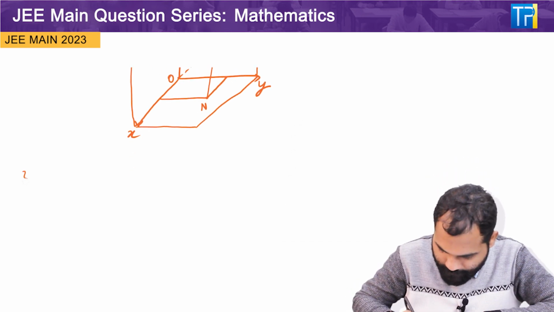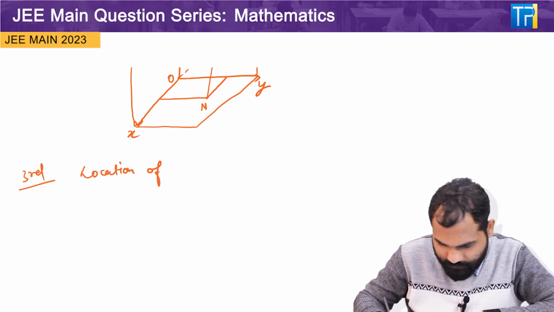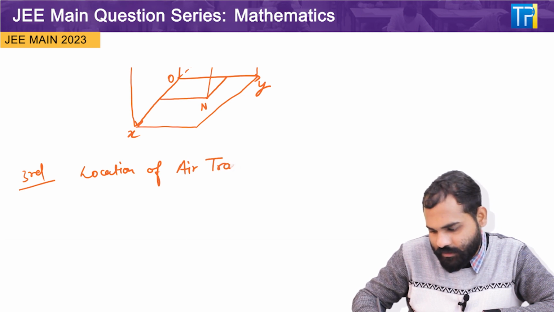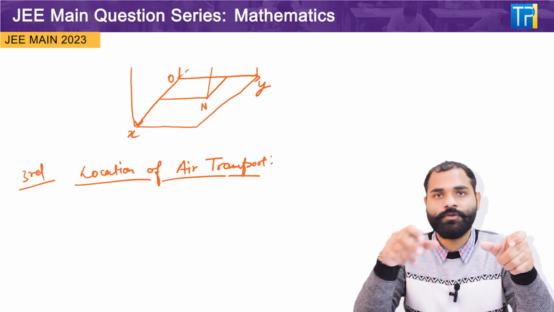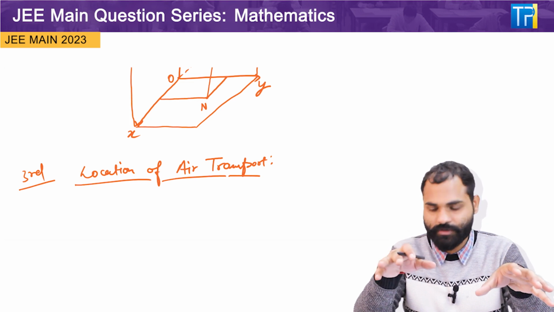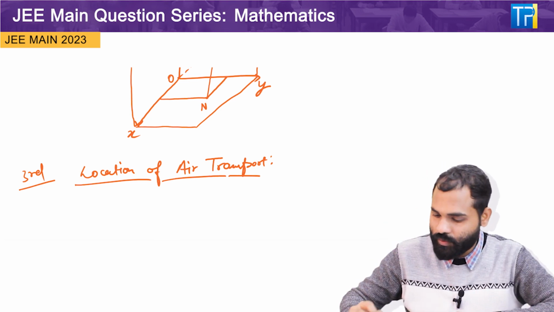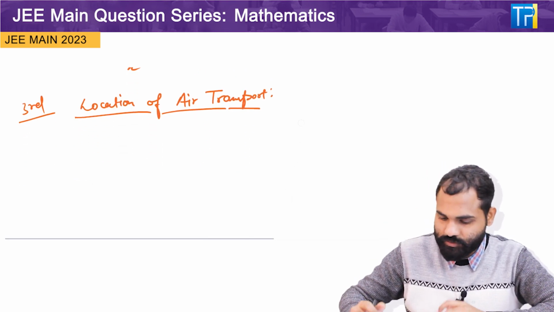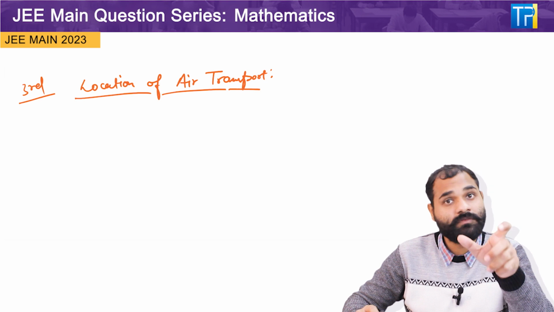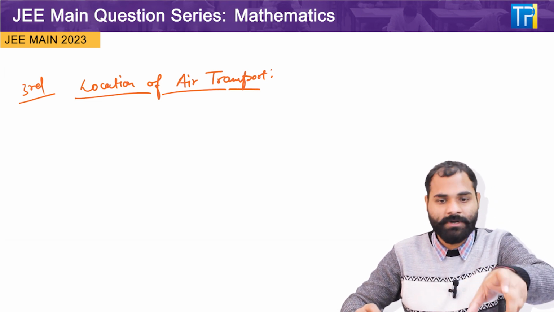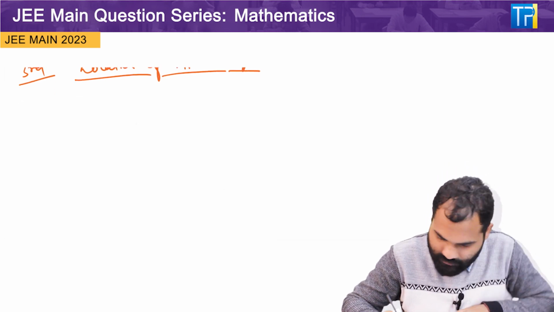Now coming to the third, which is location of air transport. Like we have to go from point A to point B, we have particular directions and a road for that. But in air, we don't have any roads. So now let's see how the coordinate geometry works here. When it comes to air transport, there is an instrument named radar which helps to find the exact location of a particular, let's say, plane or a fighter jet. How? Let me tell you.